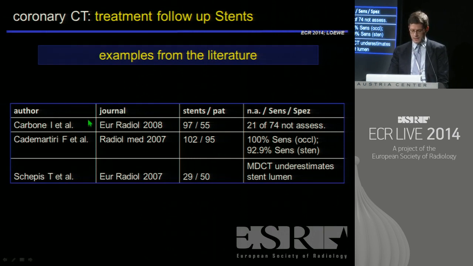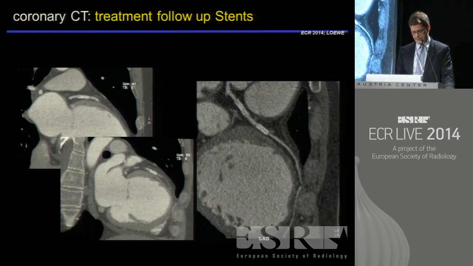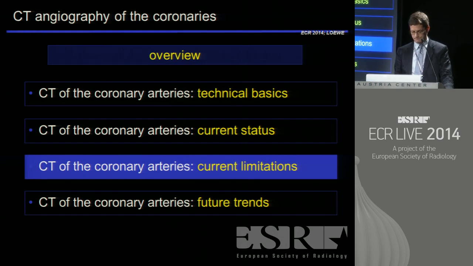I really like this paper published by a colleague from Marburg, describing that up to a third of all the stents were not accessible at coronary CT. So the stent patency is not a good indication, since we don't know in advance if we will be able to assess the stent. In this case, it was possible. But in this case, we can just report, yes, there is a stent at the RCA, but we can't say anything about the stent patency.